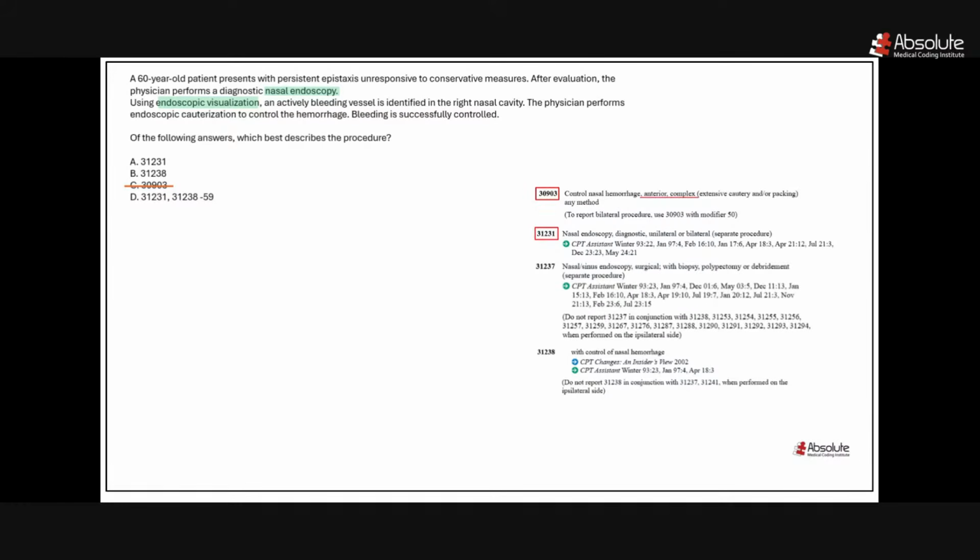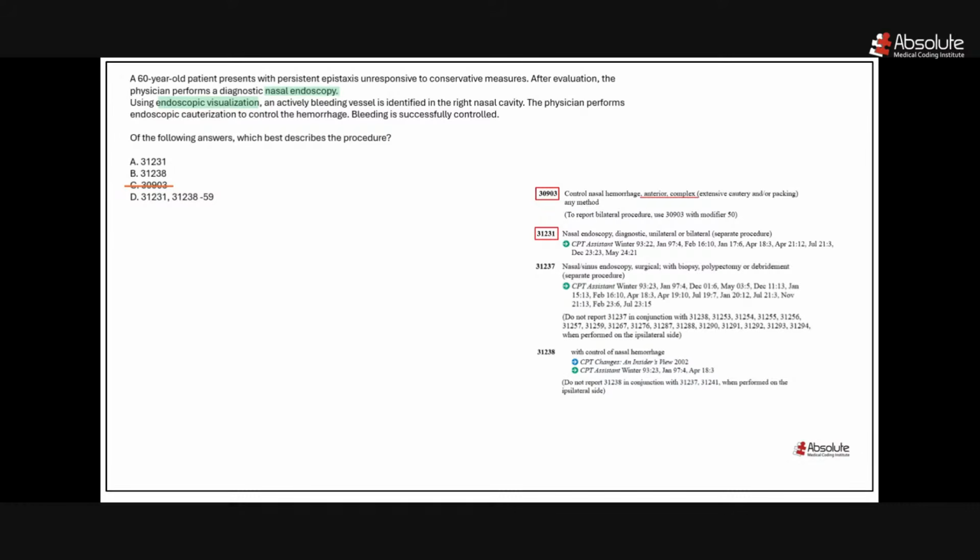And let's look into the next code. 31231. This is for a nasal endoscopy, diagnostic, unilateral or bilateral. Now, this one is for a diagnostic nasal endoscopy. Did we have a diagnostic nasal endoscopy performed here, coders? What do you think? Let me know in the chat. Yes, it was mentioned that the physician is going to perform a diagnostic nasal endoscopy.